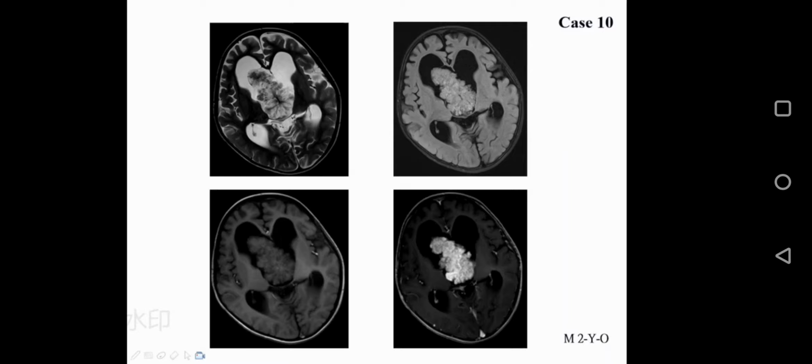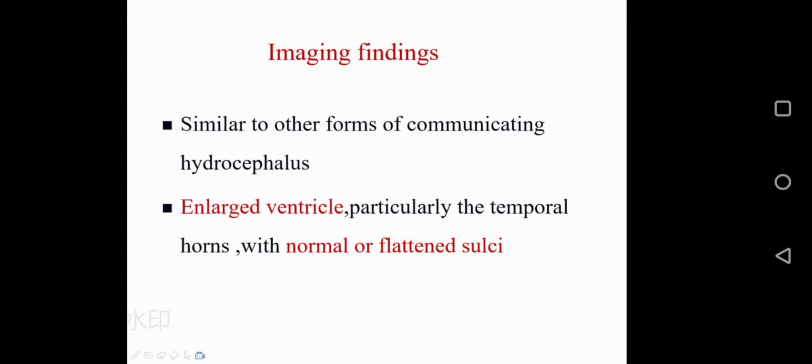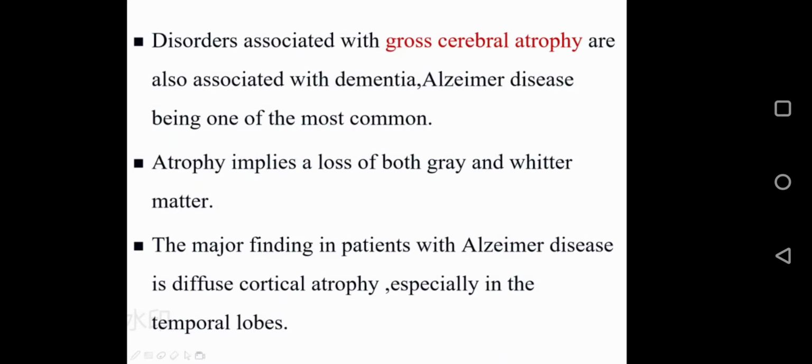Now let's talk about cerebral atrophy. Disorders associated with gross cerebral atrophy are also associated with dementia, such as Alzheimer's disease. Atrophy implies a loss of both gray and white matter. The major finding in patients with Alzheimer's disease is diffuse cortical atrophy, especially in the temporal lobe. In cases of cerebral atrophy, we can find normal dynamics of cerebrospinal fluid production and absorption, and proportional enlargement of both the ventricles and the sulci.